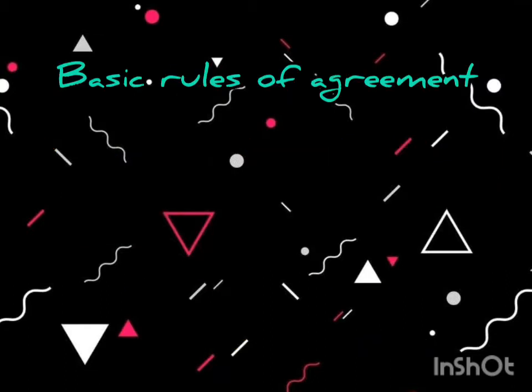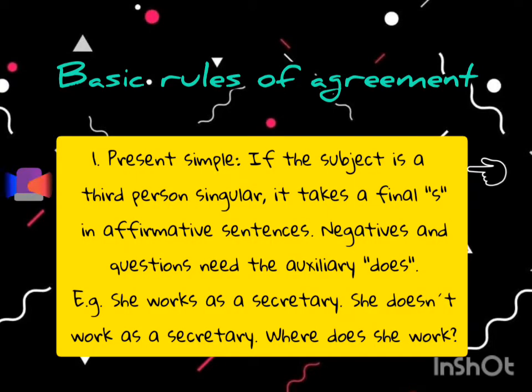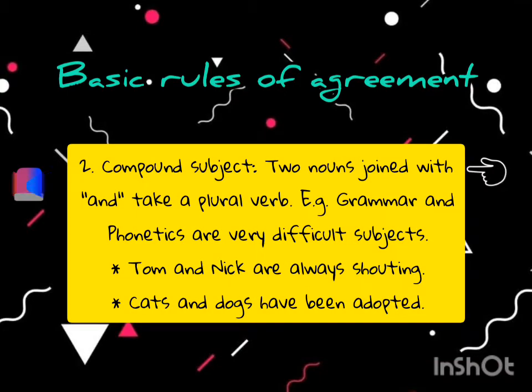The basic rules of agreement are the following, and please pay attention to each of them because they are going to contain an example. Number 1. In the present simple, if the subject of the sentence is a third person singular, that is to say he, she, or it, the verb takes a final S in positive statements. In negative statements and questions, the auxiliary does has to be used. Number 2. Compound subject. A compound subject is when two nouns are joined with and, they take a plural verb.